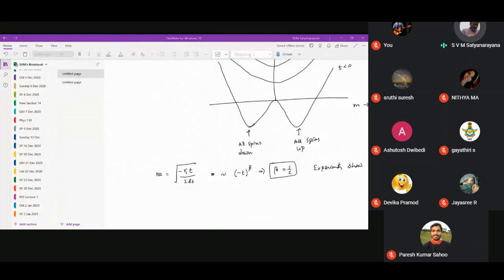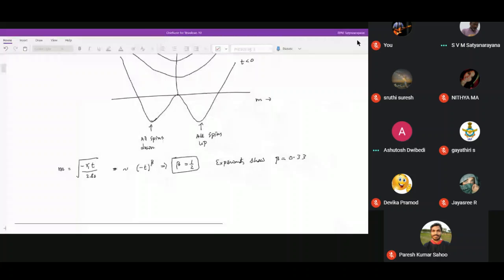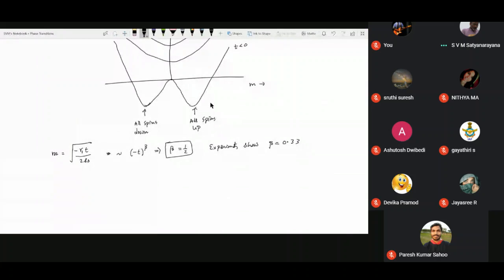So up to when I left, I was talking about this. Sir, you were just talking about these two minimums. Two minimums, okay. These two minimums actually characterize this. This is the negative, right? So this is m equal to minus ms, and this is m equal to plus ms. That means this corresponds to all spins up, and this corresponds to all spins down.